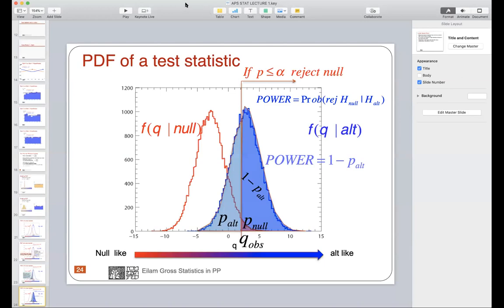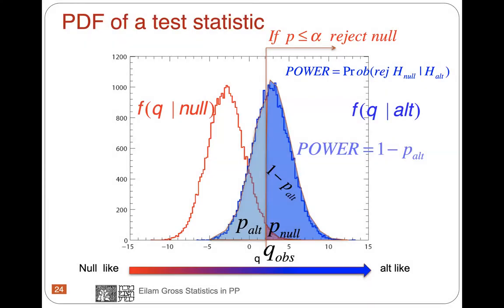So what it means is, it's the probability that I reject the null hypothesis when the alternative hypothesis is true. It's all this blue area, with an area which is one minus p alt. It's the probability that I reject the null hypothesis and the alternative is true. This is good stuff. This is when, in a justified way, I reject the null hypothesis because the alternative is true. So it's not enough to look only at the p-value, the probability that I reject the null hypothesis, in order to reject the null hypothesis.